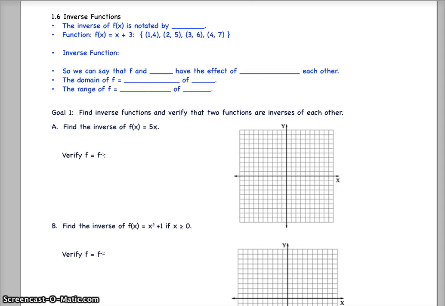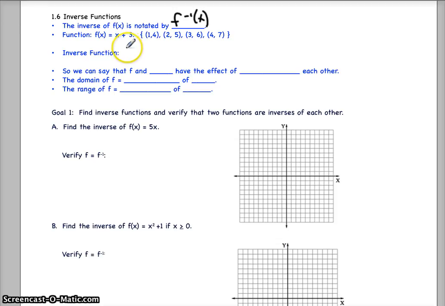All right, so let's review what inverse notation looks like. Remember, if the function is f of x, then the inverse is f to the negative 1 of x, and you just read that f inverse. I've given you a function x plus 3, and I've given you some ordered pairs that meet the qualifications of that function. For example, if we plug in 1, we come out with 4. If we plug in 2, we come out with 5. So just some example ordered pairs.